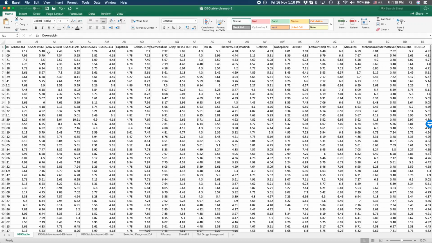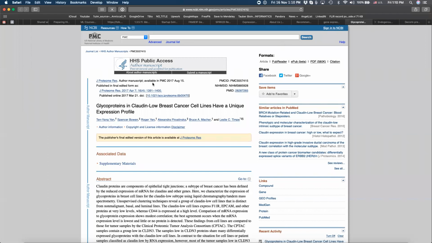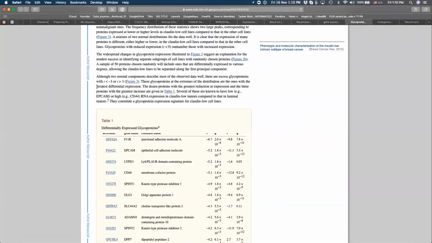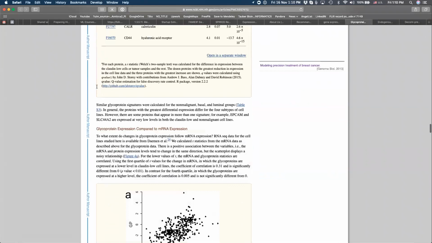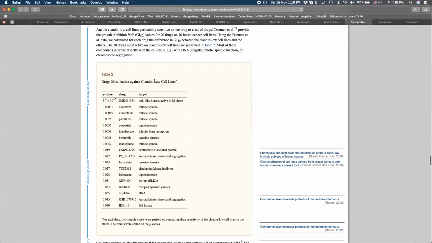So if you want to know about these, for example, let's just Google it. This is, by the way, the paper that I sent over called Glycoproteins in Claudin-Low Breast Cancer Cell Lines Have a Unique Expression Profile. As you read through the paper, it also talks about the different drugs that were effective for these claudin-low cell lines. So right here, drugs most active against claudin-low cell lines. So take a look at that.